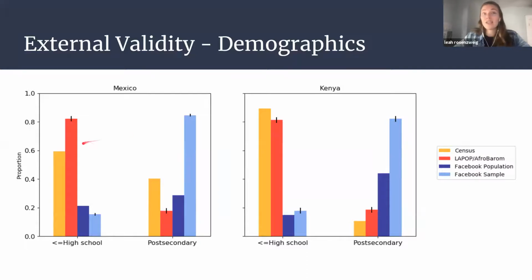And then as you can see in the discrepancy between the dark blue bar, the Facebook population, and our Facebook sample, there is this selection bias. So people who are taking our survey are even more educated than people in the Facebook population. So that's just something to be aware of when you're thinking about using this to recruit respondents, in terms of understanding what kinds of respondents you're going to be able to reach.